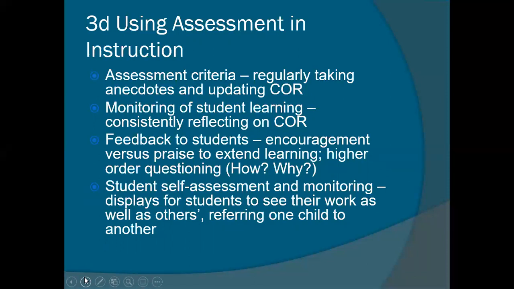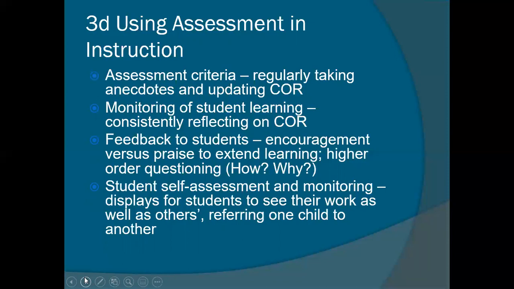This item also looks at student self-assessment and monitoring. So sometimes that's a little difficult in preschool. So one of the ways that we do see it is in the displays for students, because when we put a priority into our displays, students are able to see their work as well as the work of the others in their classroom.